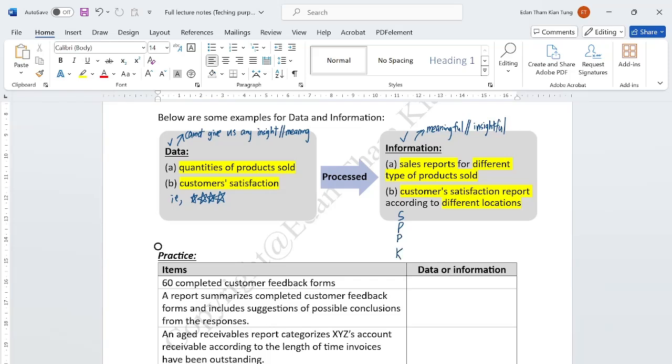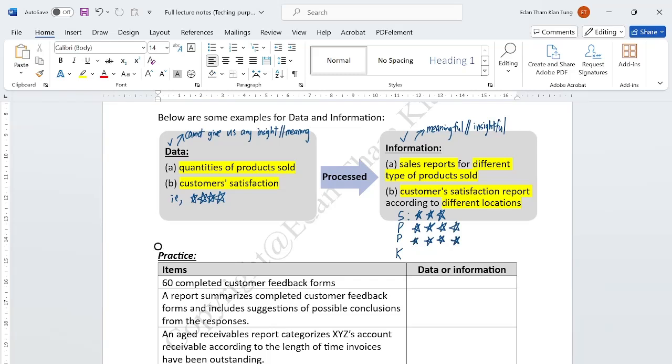All right, so just now, based on our data, our overall customer satisfaction is 4 out of 5, right? But after we process the data, we know that actually for Selangor, the customer satisfaction is only 3. All right. And for Penang, it is 4. And for Pahang, it is also 4.